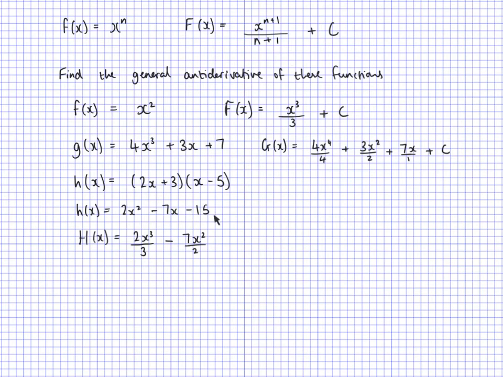Now here, the x to the power of 0. So add 1 to the power, make it 1, and divide it by 1. So take away 15x over 1. And then I'm going to add c because I'm finding the general antiderivative. Because here, if I was to differentiate, this c would go away and it gets lost. So that's why when finding the general antiderivative, you always have to say add c here and add c here and add c here.